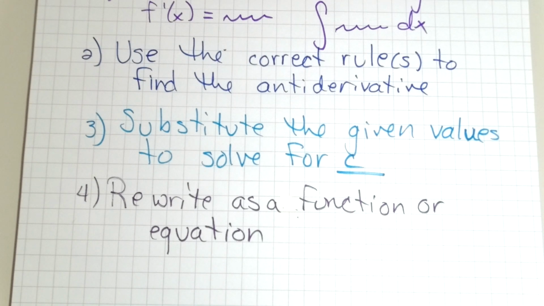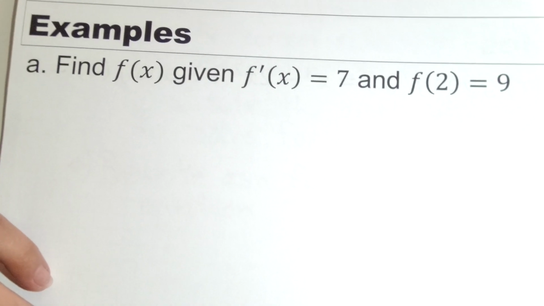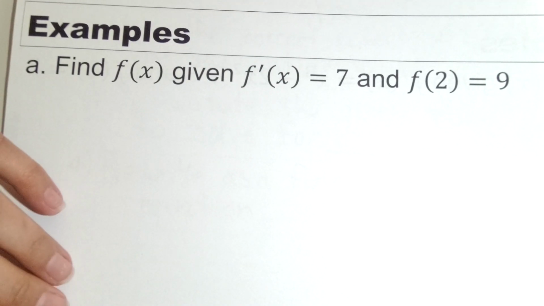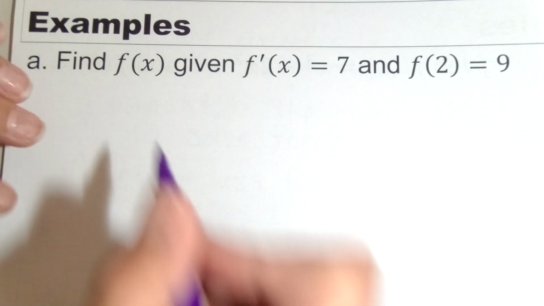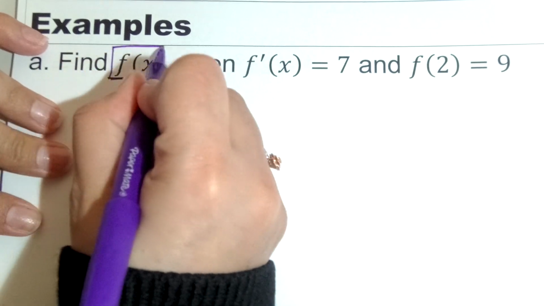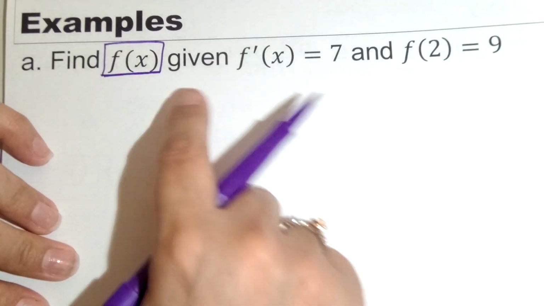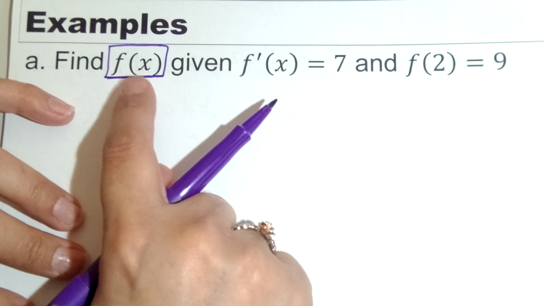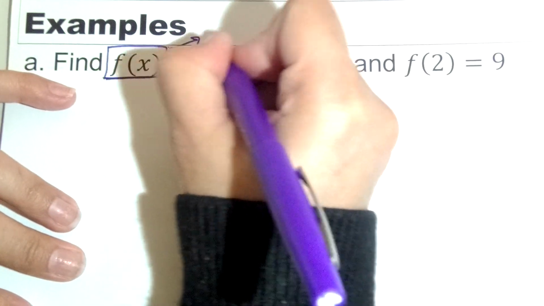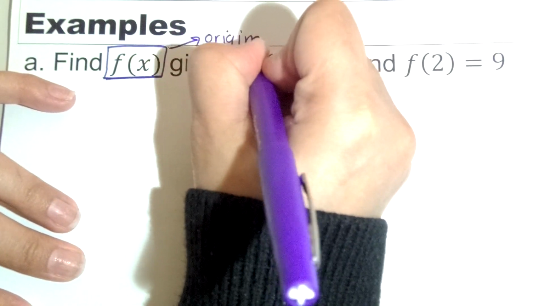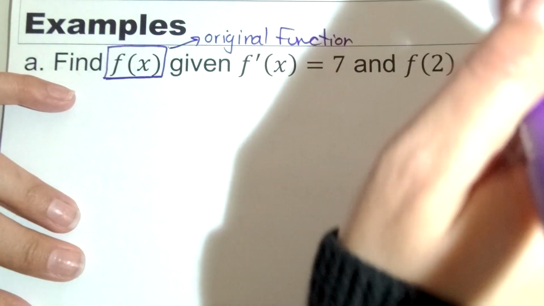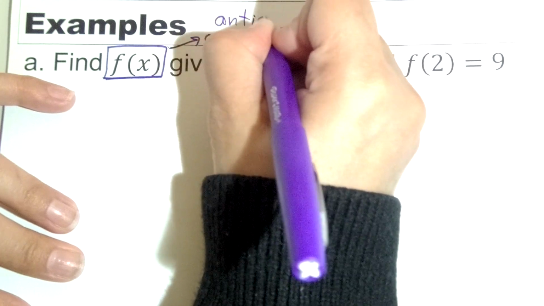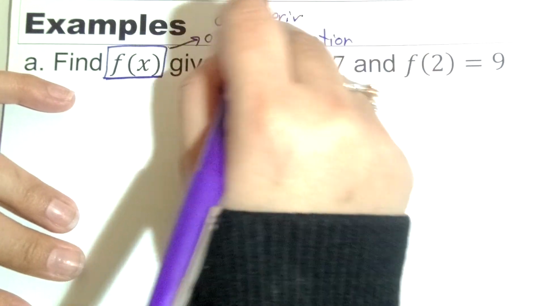Ready? Okay. This is your first example. It says find f of x. So instead of y, we're going to have to use f of x. This is what our final equation is going to look like. So this is our original function. We need to find the original function, which is also called the antiderivative.